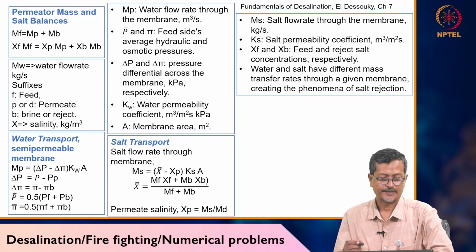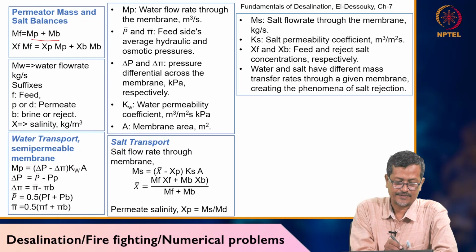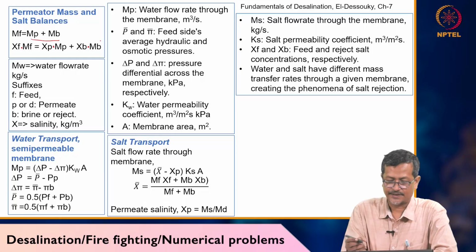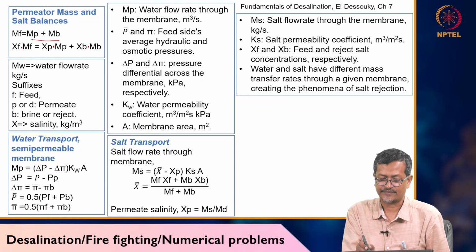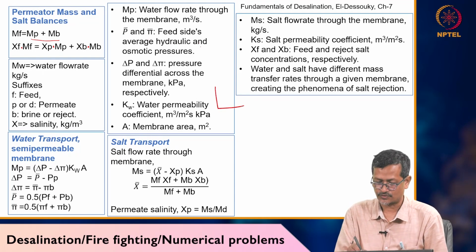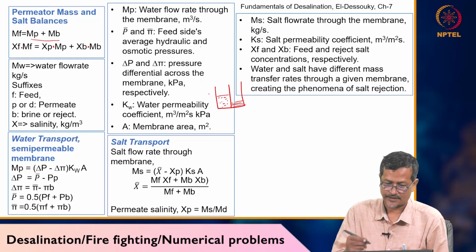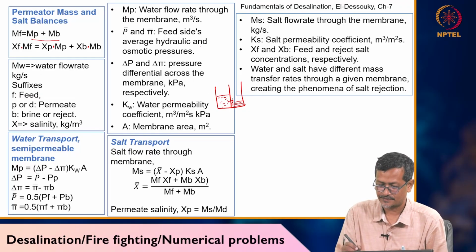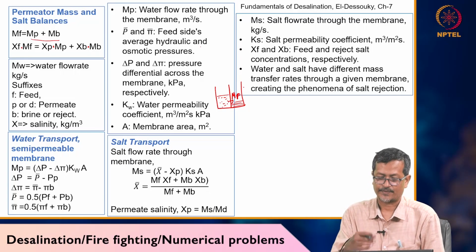Now some formulas. Permeator mass and salt balance: MF equals MP plus MB, and XF MF equals XP MP plus XB MB. MP is the water flow rate through the membrane, and P bar and pi bar are the feed side average hydraulic and osmotic pressures. You can draw this one: this is the high salt concentration area and this is the low salt concentration area. So MP means permeate, pi means the osmotic pressure, and P bar is your average hydraulic pressure.